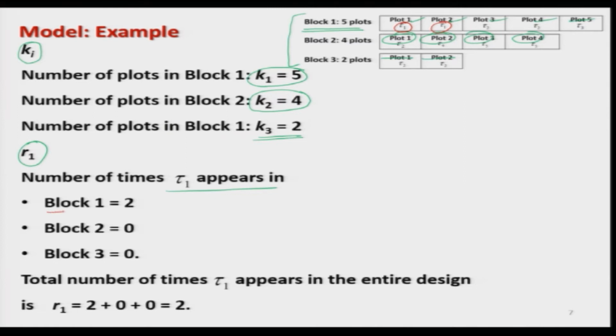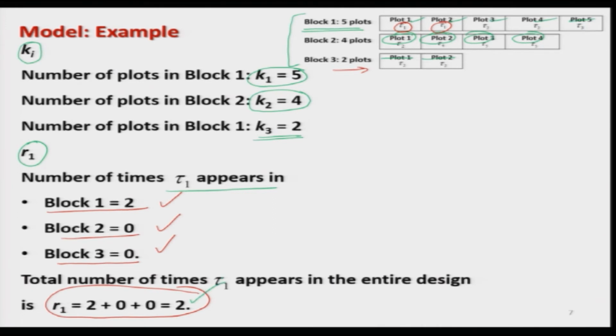So, this is what I have written here, that the number of times tau 1 appears in block number 1 is 2. In block number 2, you can see there is no first treatment available, so this value is 0. And the total number of times the first treatment appears in block number 3 is again 0. Now you can say that the total number of times the first treatment is appearing in the entire design, that is in all the 3 blocks, is 2 plus 0 plus 0, which is 2. So, the value of R1 is going to be 2.